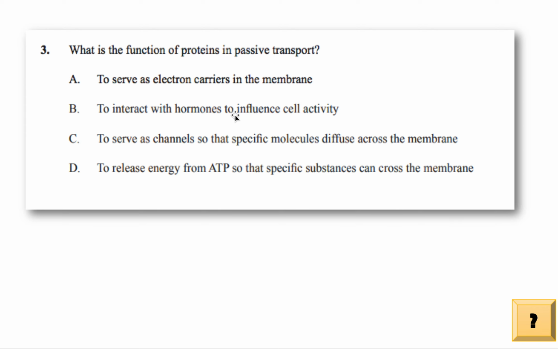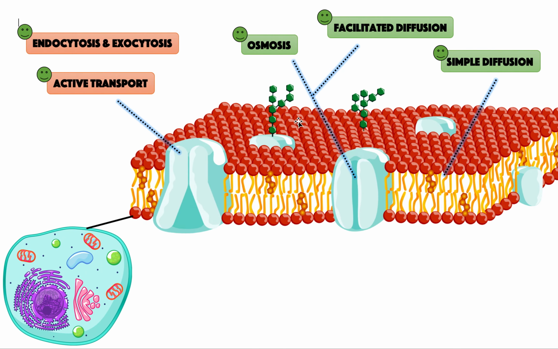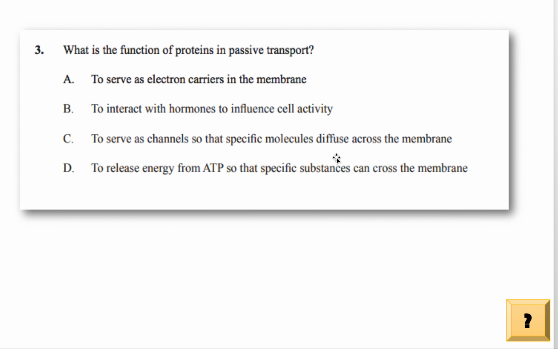To interact with hormones to influence cell activity. So that would be these glycoproteins here, not those involved in transport. So these here are called glycoproteins, and they interact with other cells and hormones, communicating with each other, but these are not involved in passive transport. So that's why that one is wrong.